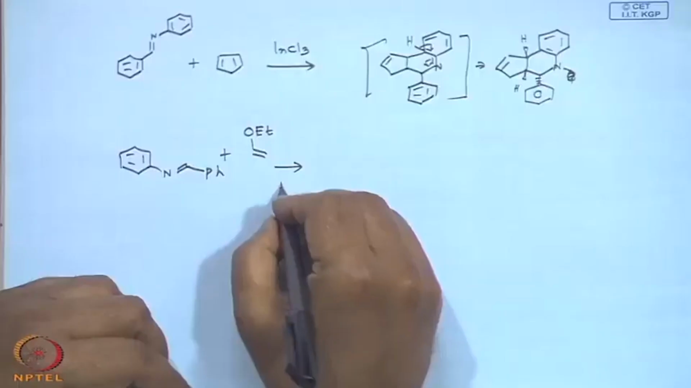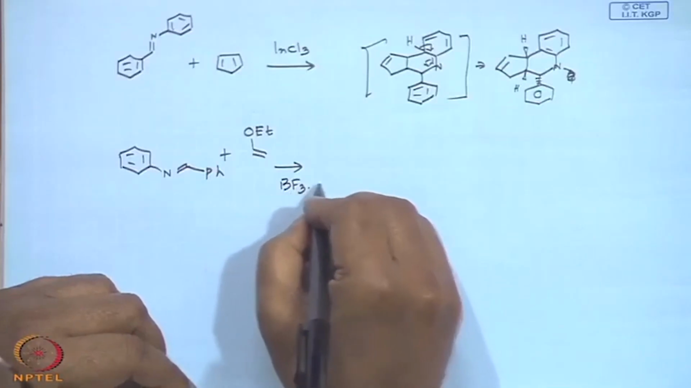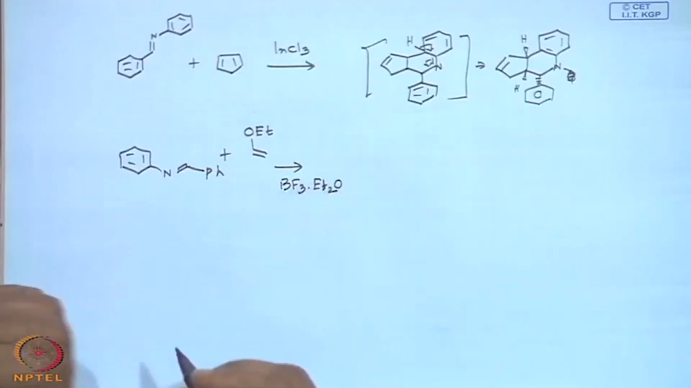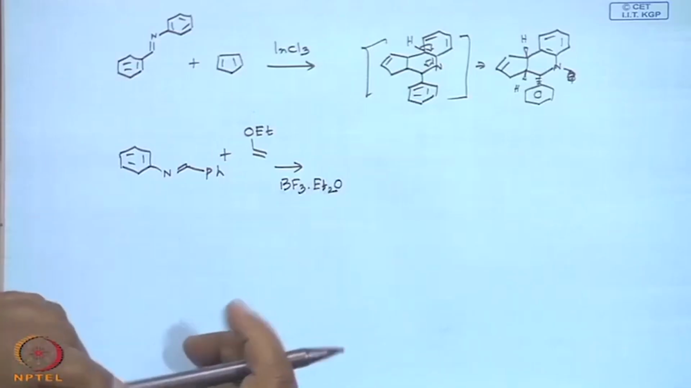But in this particular case, the answer is BF3 etherate. So, acid, basically an acid catalyzed reaction. Acid catalyzed means normally, if you do not have any nucleophile etc., thermal reactions are possible. So, Diels-Alder or any thermally allowed cycloadditions are possible.